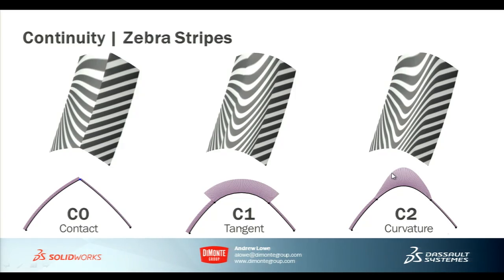In C2, the radiuses change along the length of the curve and they match the surrounding surfaces, and you can evaluate that by seeing a much smoother shape. Here they connect, but you have a hard edge. Here they connect and there's a smooth transition.